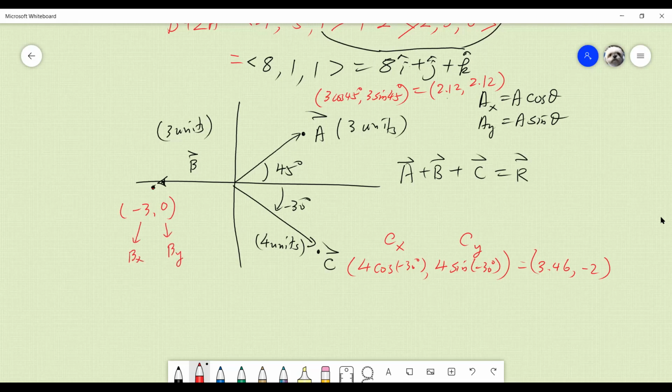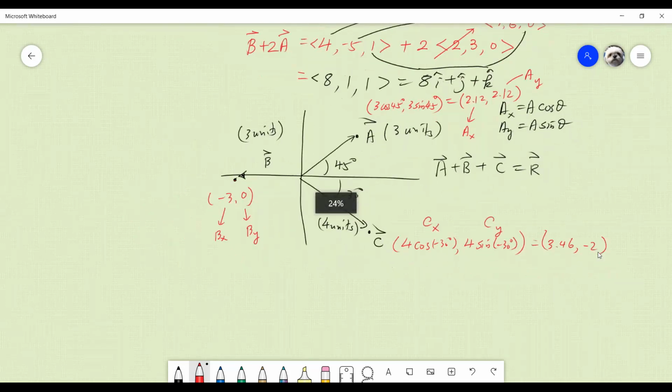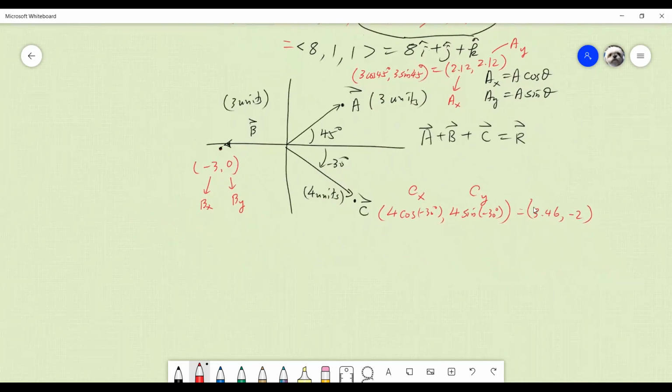Are you finding those by typing them into the calculator? Yeah, I'm using my brain. I don't use a calculator. Oh man. Okay, you got it?